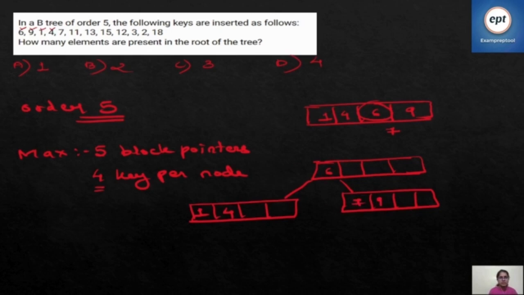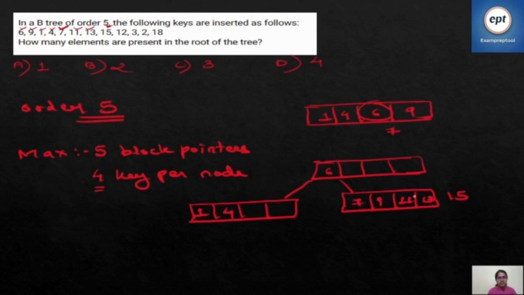Now what are the rest of the numbers? Like 7 we inserted, the rest are 11 and 13. So let's write 11 and 13 here. We can keep these, but when 15 comes, splitting will happen again. Why? Because it is exceeding the capacity. We can keep only four keys per node, but now a fifth is coming, so again the splitting will happen.